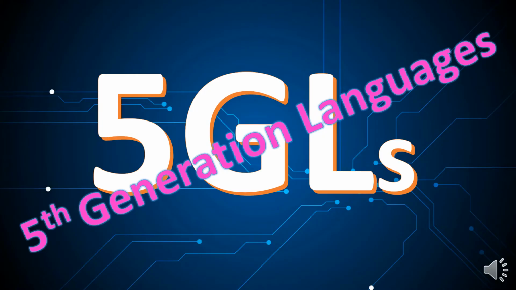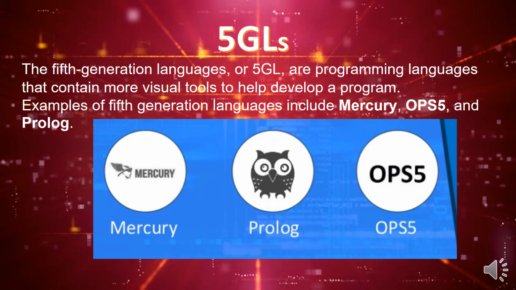Students, now we will talk about fifth generation languages. Though it is not in your syllabus, neither is it in your book, but still we will just have a small look into it. Fifth generation languages or 5GL are programming languages that contain much more visual tools in comparison to fourth generation languages to help develop a program. Some examples are Mercury, Prolog, OPS5. These are the examples of fifth generation languages.